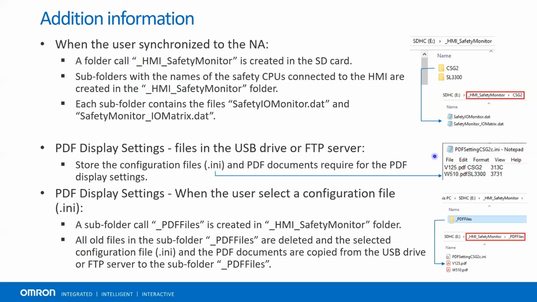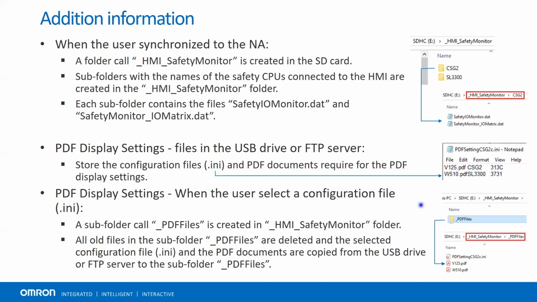PDF display setting. A file in the USB drive or FTP server stores the configuration file and PDF documents required for the PDF display setting. This is an example of the configuration file with the PDF document name, device name, and the safety verification code.